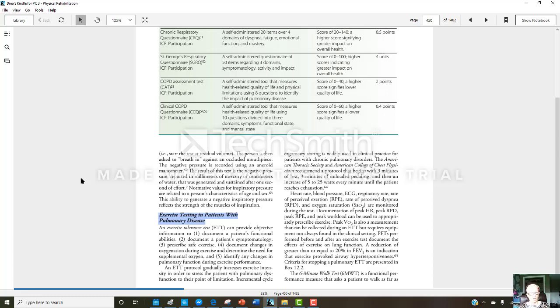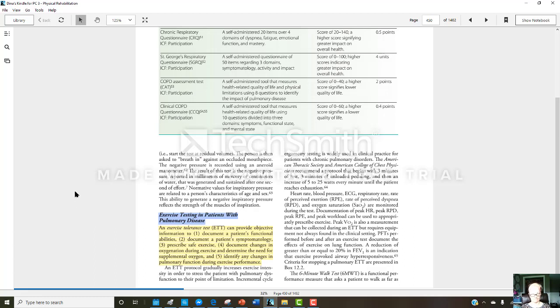Exercise testing in patients with pulmonary disease. Exercise tolerance tests, ET, can provide objective information to: 1. Document a patient's functional abilities, 2. Document a patient's symptomatology, 3. Prescribe safe exercise, 4. Document changes in oxygenation during exercise and determine the need for supplemental oxygen, and 5. Identify any changes in pulmonary function during exercise performance.